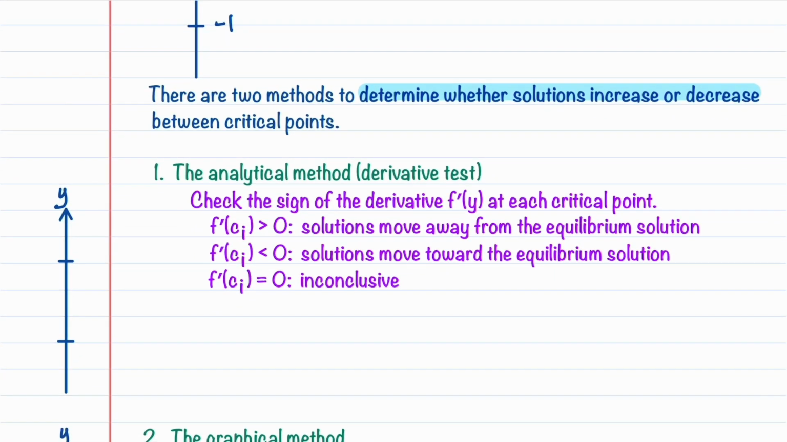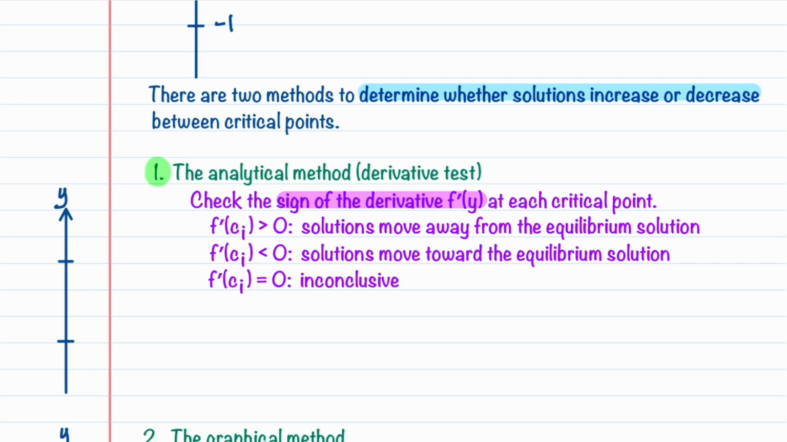There are two methods that we can use to do this. The first method is called the analytical method or the derivative test. This is definitely the easiest method, but it has a drawback because sometimes it doesn't work. With this method, we are going to check the sign of the derivative f prime of y at each critical point.